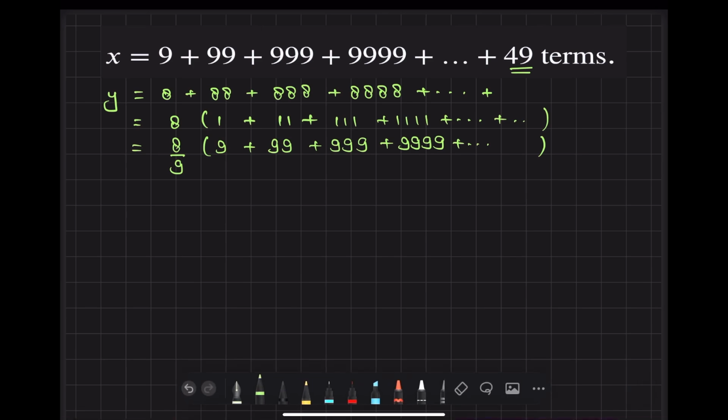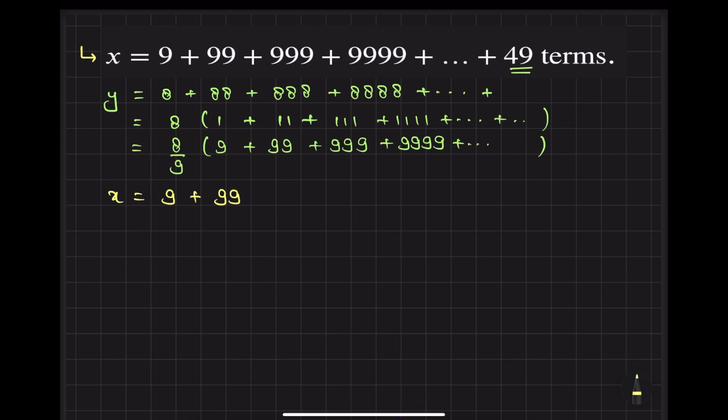So if you have 6s or 7s, you know how to manipulate. Now let's get back to the question. We have to handle x. So x is 9 plus 99 plus 999 plus 9999, and this thing will keep on going till 49 terms.